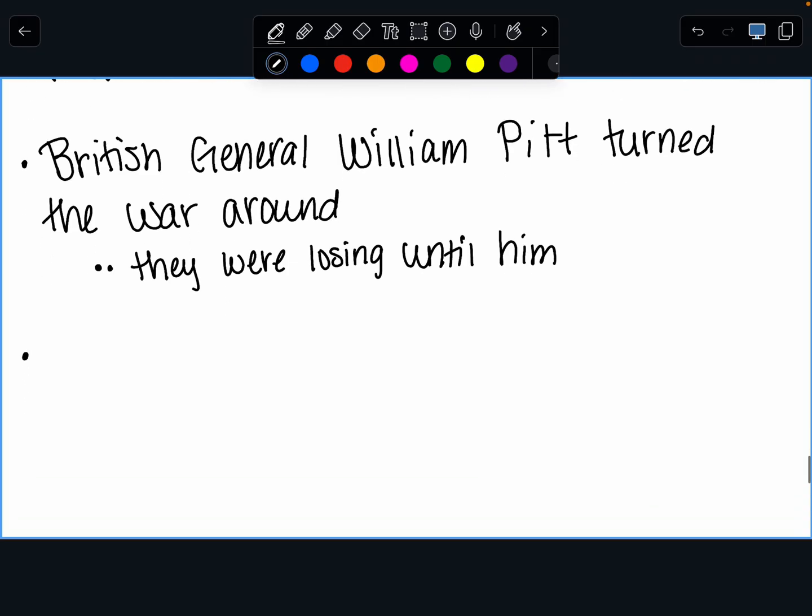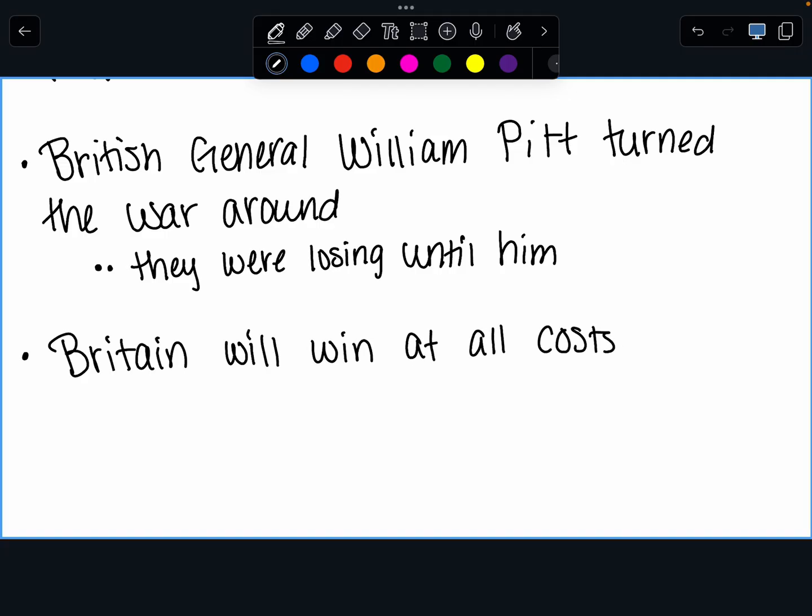So how do we put this? We'll put this into two bullet points. So the first part, Pitt decided that Britain would defeat the French regardless of the cost. How do we start that one? Britain will win at all what? At all costs. Okay? Second bullet point, he envisioned the following conflict, colonists would pay for the war. How do we say that? Who's going to pay for this war? Colonists will pay for the war.